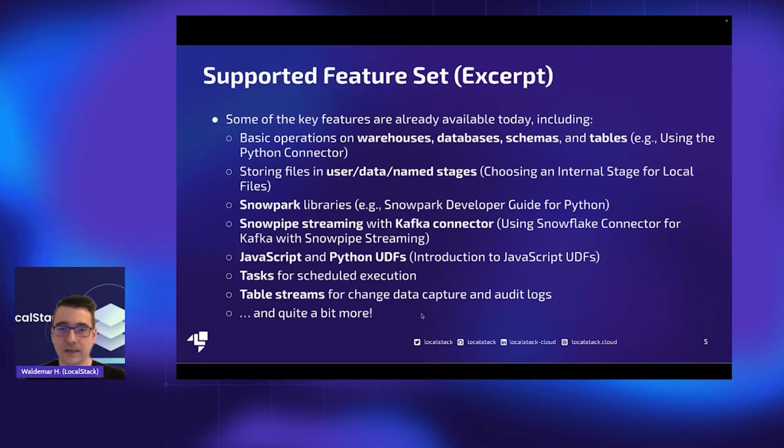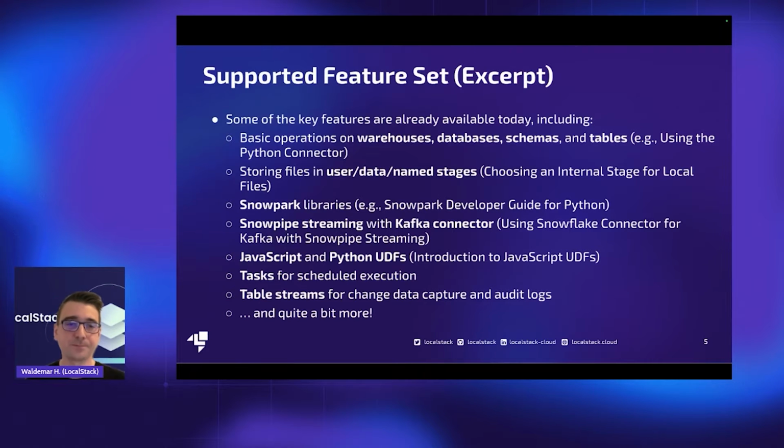So this is a list of the features that are currently supported in different levels of parity and fidelity, I would say, but definitely adding more by the day. So we can create things like warehouses, databases, schemas, and tables. So basic data manipulation there. We can store files in stages. We'll actually see how that works with our internal S3 implementation, which later also feeds into Ben's second part of the meetup today.